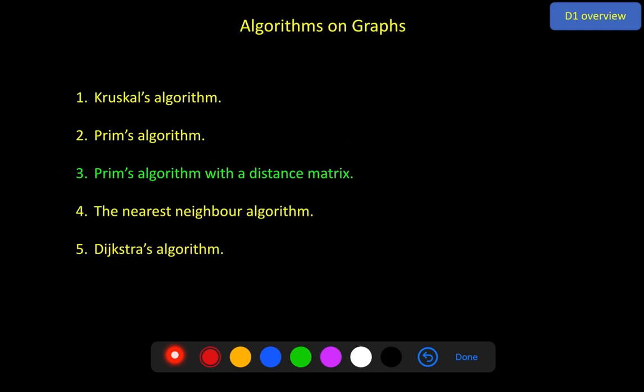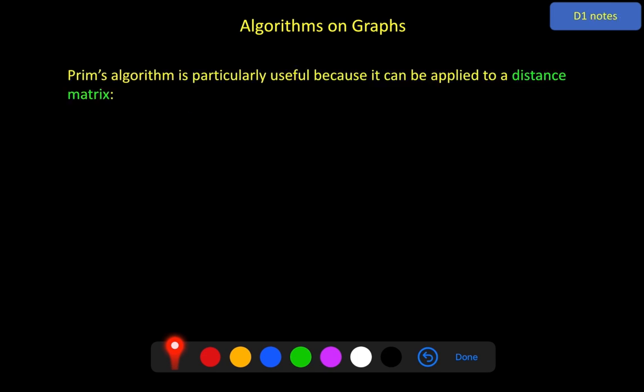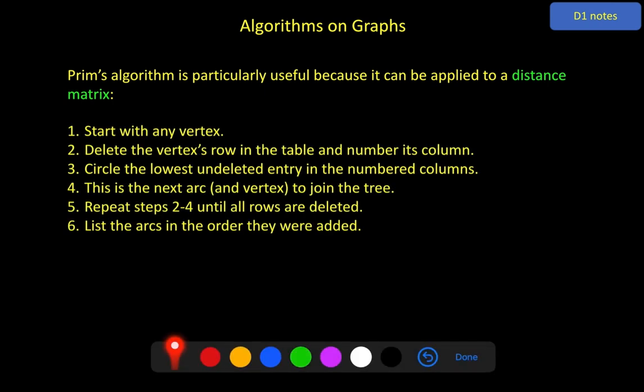In this video, we're going to apply Prim's, but we're going to apply it on a distance matrix, which is in essence the same algorithm as we had before, but how it looks on paper is different because you can see the same information, but not in the same way. Here it is in its distance matrix form.